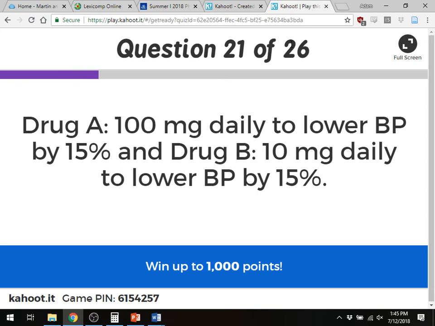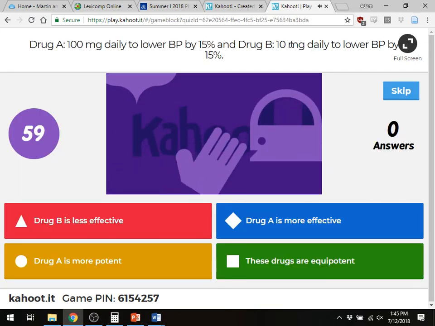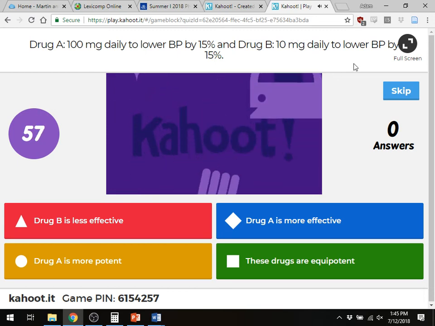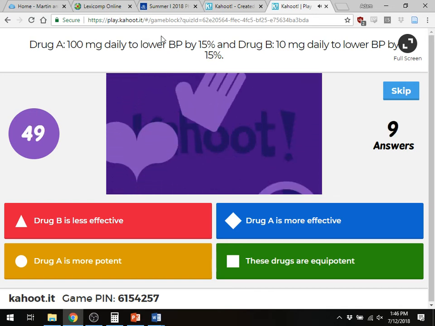Okay, let's say we have a drug A, which is 100 milligrams daily to lower blood pressure by 15%, and then drug B is 10 milligrams daily to lower blood pressure by 15%. Would you say drug B is less effective? Would you say drug A is more effective? Drug A is more potent, or these drugs are equipotent?